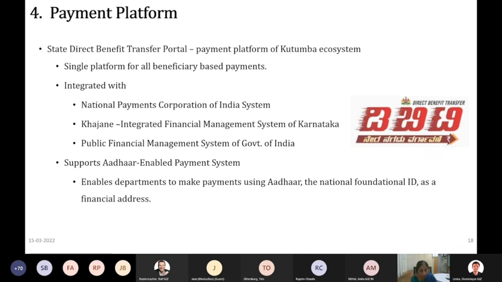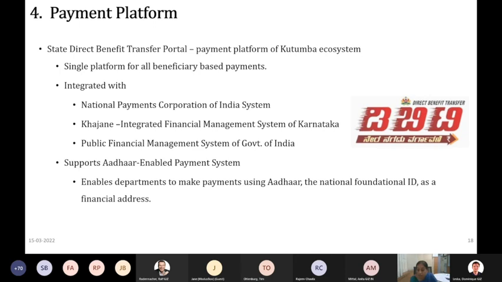Thank you. The fourth component is the payment platform. For a social protection system to be effective, it is essential that the payments or benefits are delivered to the citizens at a known financial address. There are 2 ways to go about it. One, you capture the financial address of the citizen from him, that is account number, bank details, etc. The other one is to utilize Aadhaar as a financial address.